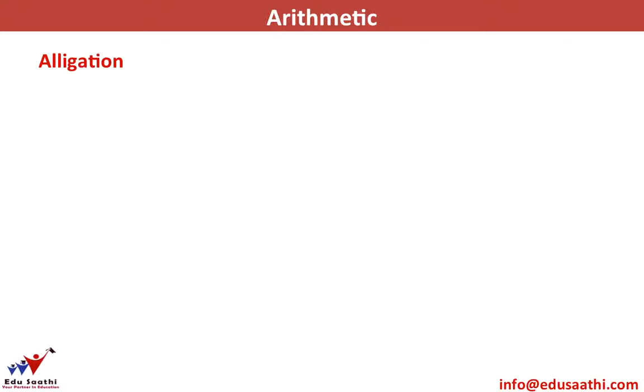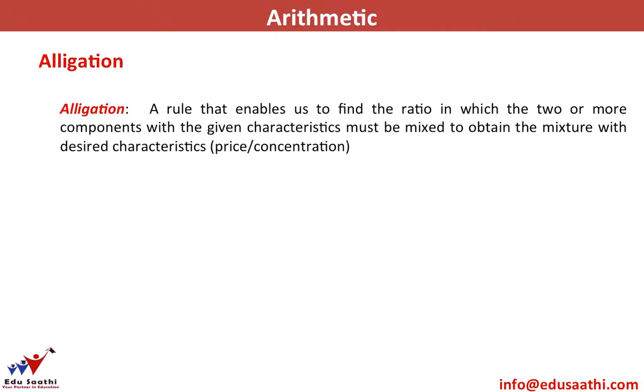Now let's look at the rule of alligation. Alligation is a rule that enables us to find the ratio in which two or more components with given characteristics must be mixed to obtain the mixture with desired characteristics. Now these given characteristics can be concentration, which is generally expressed in percentages, could be price or any other factor. So alligation helps me find the ratio in which the two components must be mixed to get to a desired mixture.